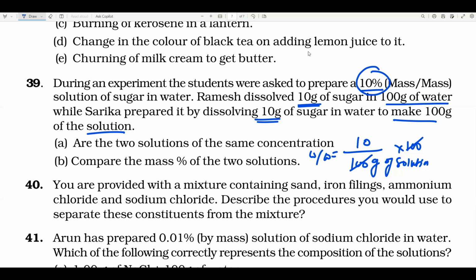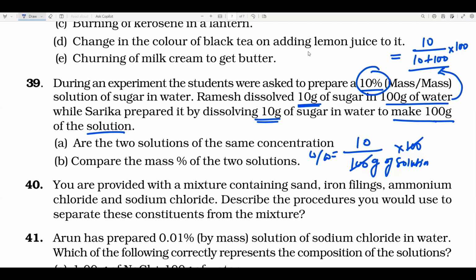If Ramesh dissolves this in 100 grams of water, which is the solvent, then the mass of solution will be 110, because 100 grams is water itself and 10 grams is the sugar in it. In that case it is 110, which does not give you 10%. But Sarika is doing it correctly. She gets 10 grams of sugar in water to make 100 grams of solution. The total mass of her solution is 100 grams. So Sarika is correct. Okay, got it?